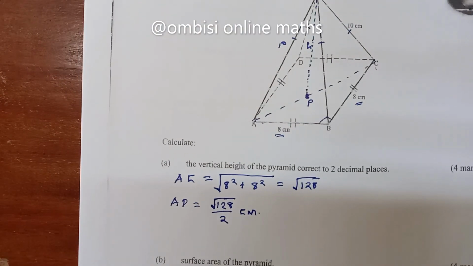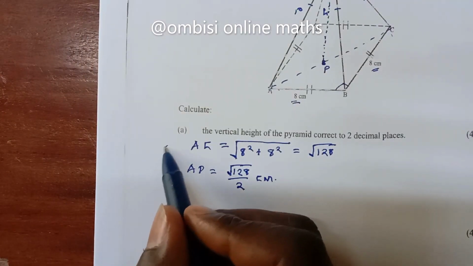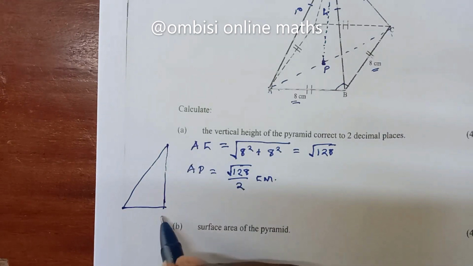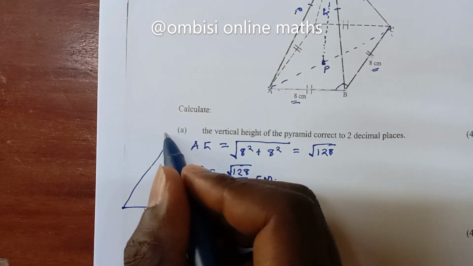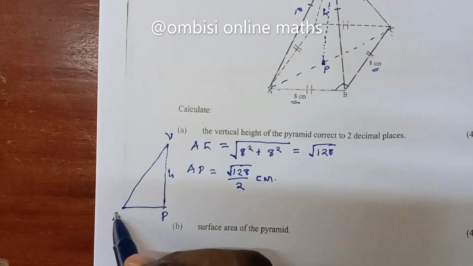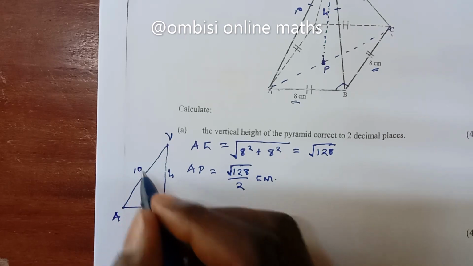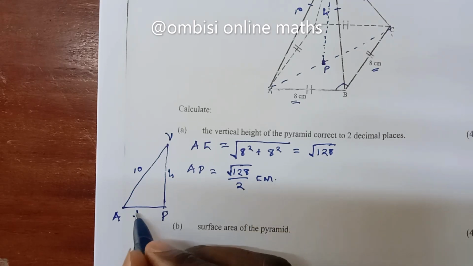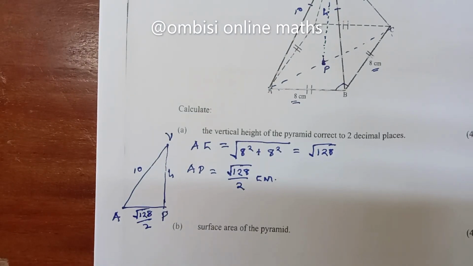Then we look for this point PV. For us to look for PV, I want us to see this particular figure. This is the point P. This is the point V. This is the height they are looking for. Then this one is the point A. Now from A to V, this one is 10 centimeters. Then from A to P, we have said it is the root of 128 divided by 2.